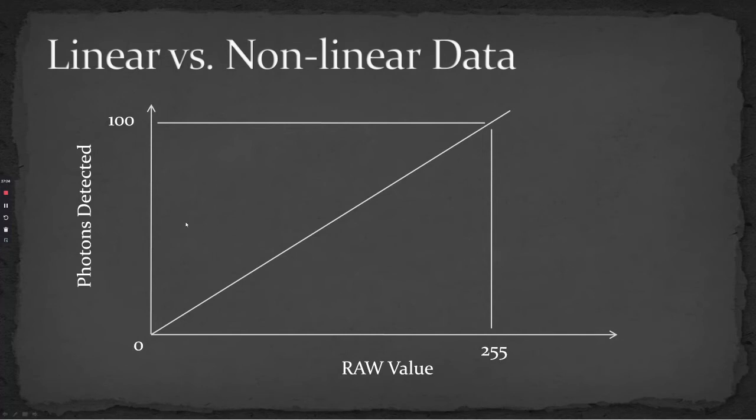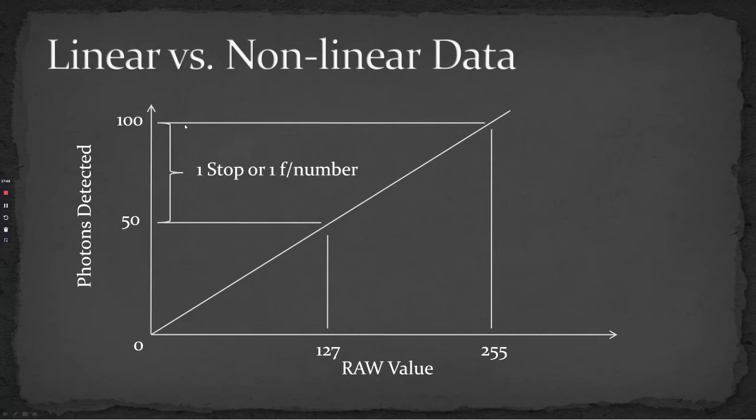If we detect 50 photons halfway up the Y scale, then the raw value reading would be 127. And in photographic terms, if you think in terms of stops, an F number change or one stop change is twice the amount of light or half the amount of light. So as a photographer, you might think of that as one stop. So our first one stop of information is consumed in the first half, or the top half, of all of the data values in that raw file.